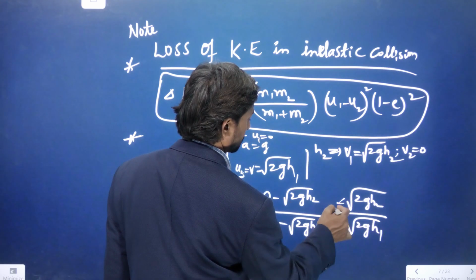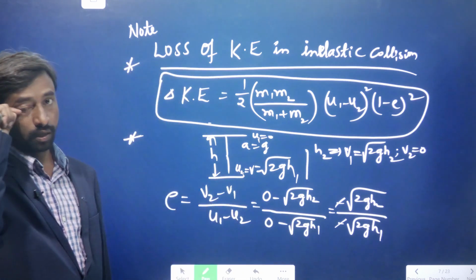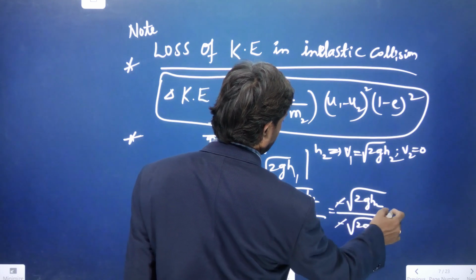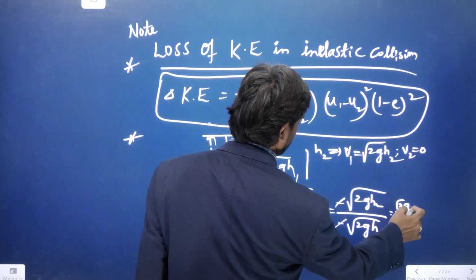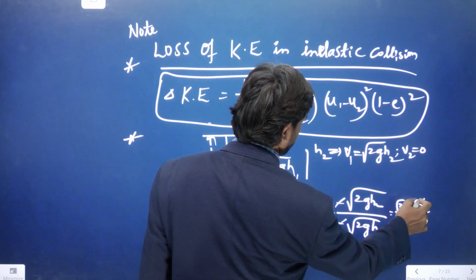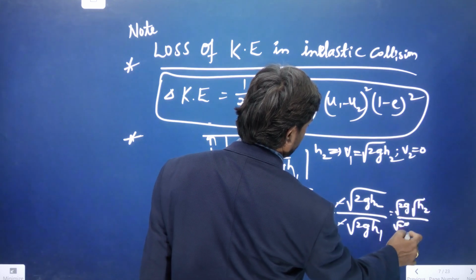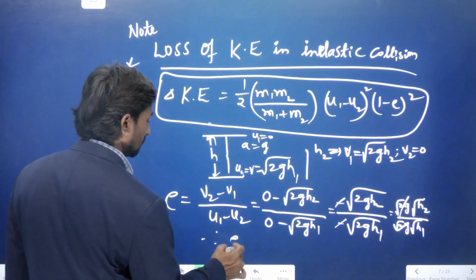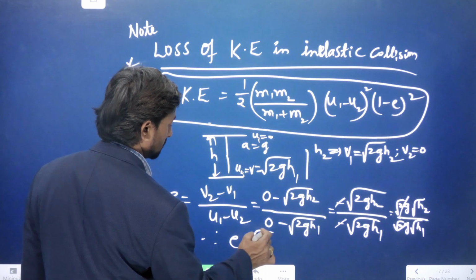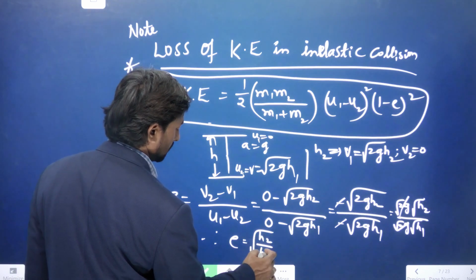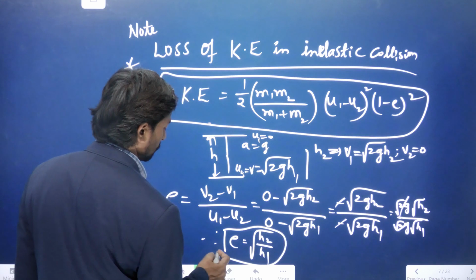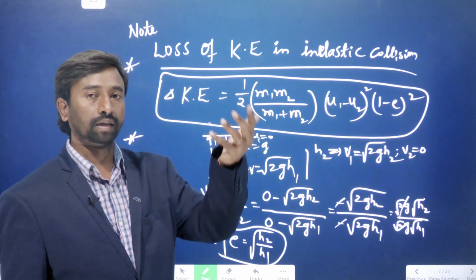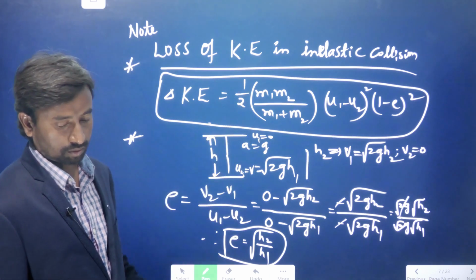So what are they going to be cancelled there? Minus and minus will be cancelled. The square root, this will be cancelled now here. So root 2g square root of h2 divided by root 2g square root of h1 will be there. This and this will be cancelled there. Therefore, the coefficient of restitution in terms of height we can write there, e equals square root of h2 by h1. This is the expression for the coefficient of restitution in the case when a body freely falls and rebounds to a certain height there. So that is the expression.